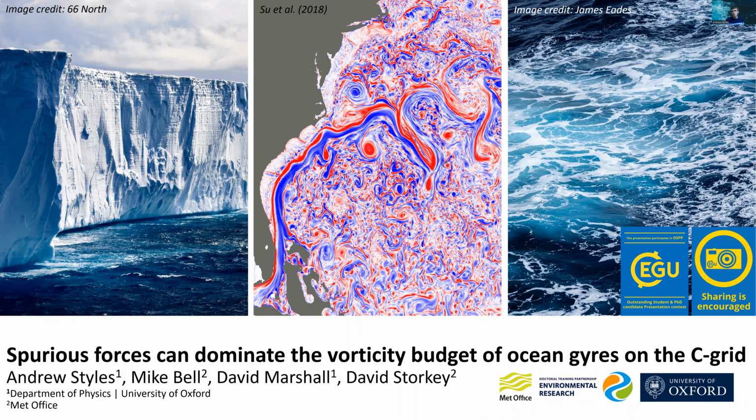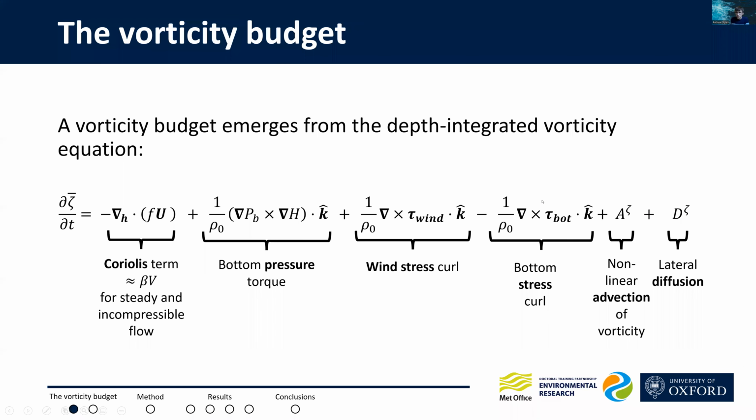So before we get to the results, it's probably best to refresh on what we mean by a vorticity budget. Well, the vorticity budget emerges from something called the depth integrated vorticity equation. And what this essentially describes is how forces generate rotation in the ocean. So each contribution in this equation arises from a force, and it just describes how that force can generate vorticity, or local rotation, if you prefer.